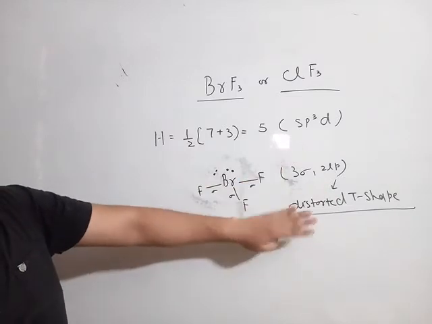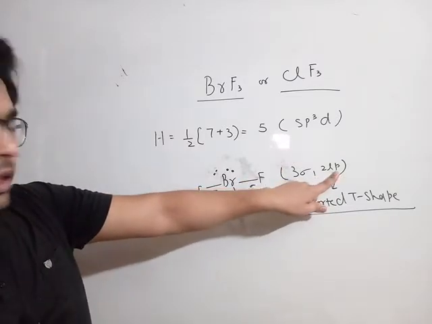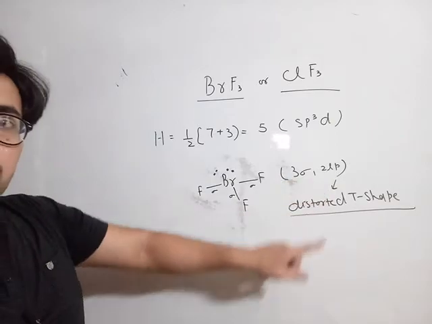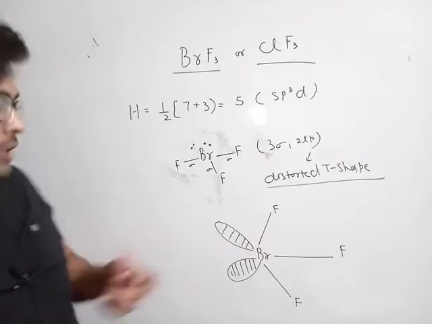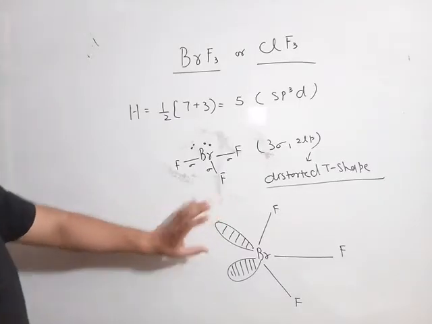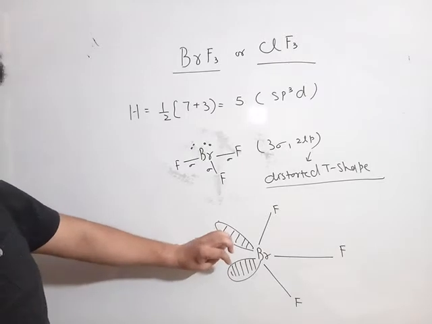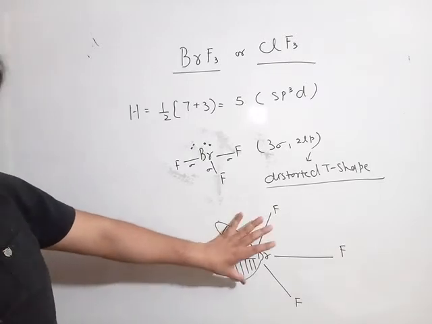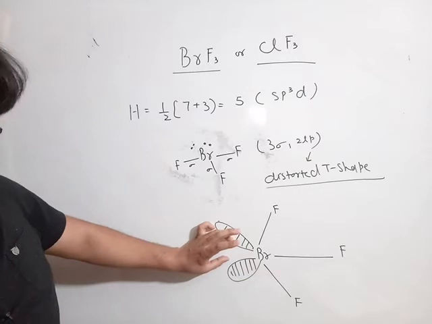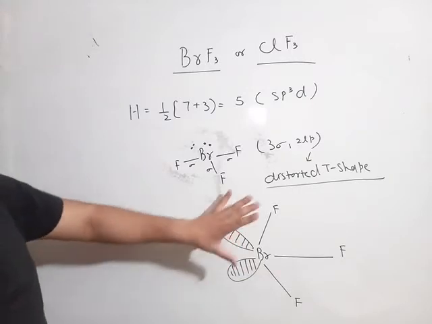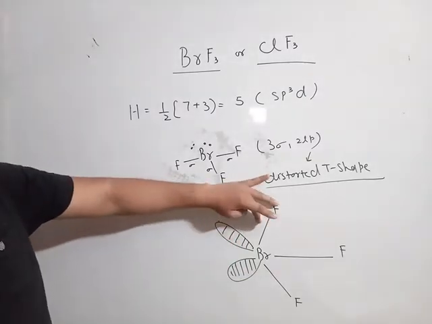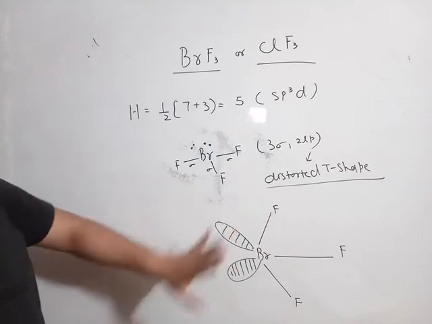So the lone pair will be in the equatorial position. We'll see the structure here. In exam it might come why it is distorted. As you can see here, this lone pair will repel the bond pair, and we know that lone pair-bond pair repulsion will be more than bond pair-bond pair repulsion. So that's why it will have a distorted T shape.